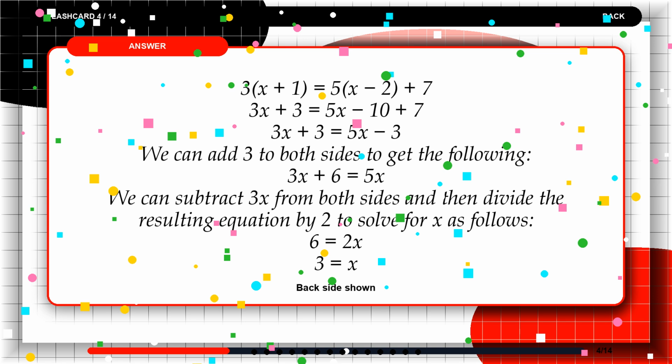We can add 3 to both sides to get the following. 3x plus 6 equals 5x. We can subtract 3x from both sides, and then divide the resulting equation by 2 to solve for x as follows. 6 equals 2x, 3 equals x.